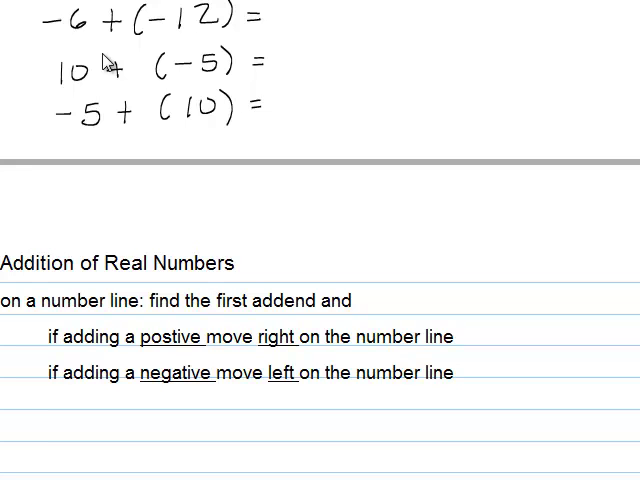Addition of real numbers using a number line. On a number line, we find the first add-in, and then if we're adding a positive, we move to the right on the number line. If we're adding a negative, then we move to the left on the number line.